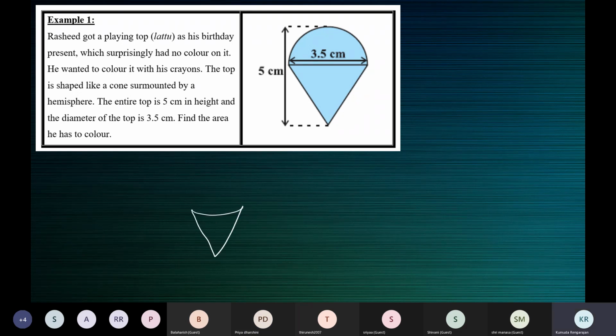See, a cone looks like this. Can you see this portion of the cone? The circular face of the cone? No, that's not visible. So when you take the cone alone, only the curved surface area of the cone is available to be painted. Since it's surmounted by the hemisphere, the circular portion of the cone is not visible.